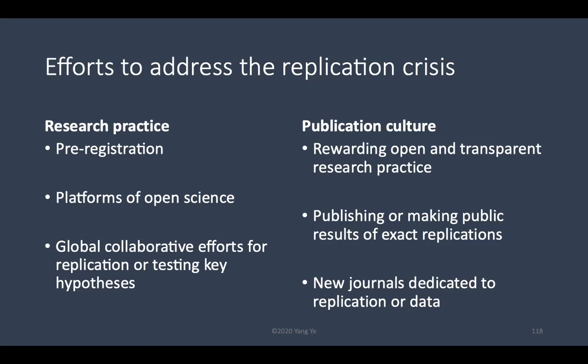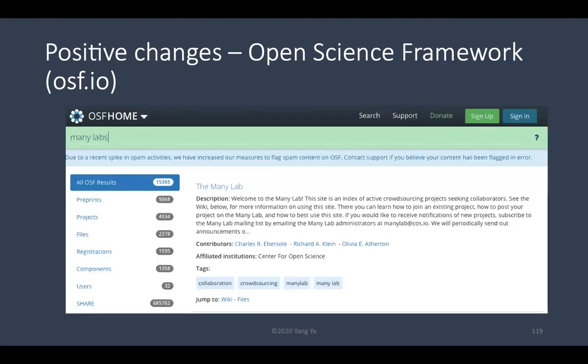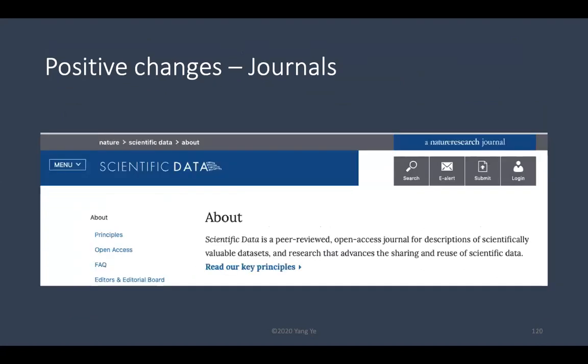There has also been an improvement in publication culture, where journals are now more open. First, they're trying to reward open and transparent research practice by giving away so-called badges. And there are more efforts in journals to publish replications or non-significant results. There are also journals dedicated to these replications or data. For example, the biggest platform nowadays is the Open Science Framework, where you can do pre-registration and share your results, preprints, and data. There are now journals that just publish data itself, such as Nature, which now has a journal called Scientific Data. This is an open access journal for data sets.